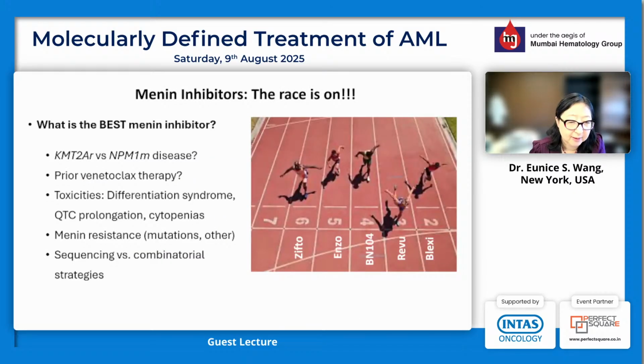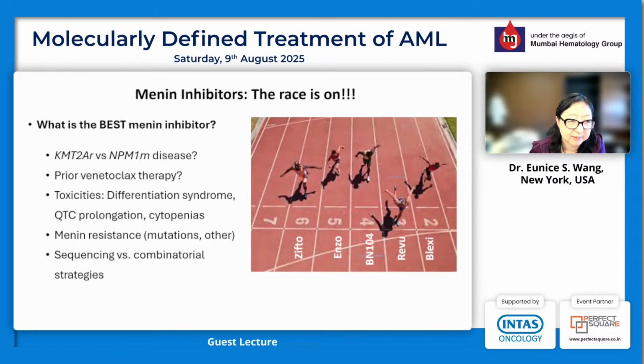So right now the question is what is the best menin inhibitor, because you can see all of these menin inhibitors are in development. We know revumenib was the first to be approved, but we can see here that the other menin inhibitors, at least in our studies, are rapidly coming to the forefront. And there are differences between these menin inhibitors that are just being developed.